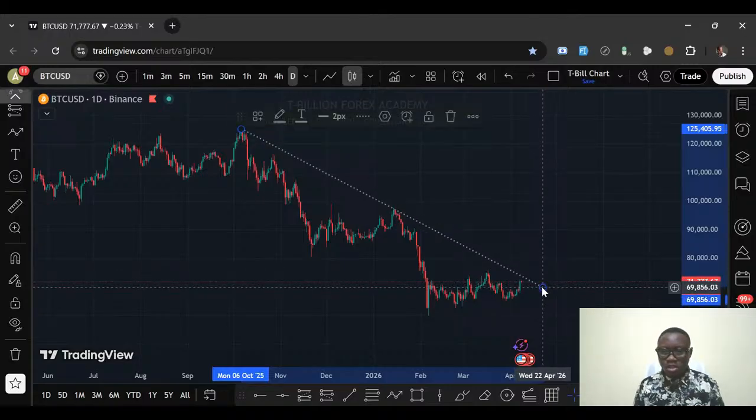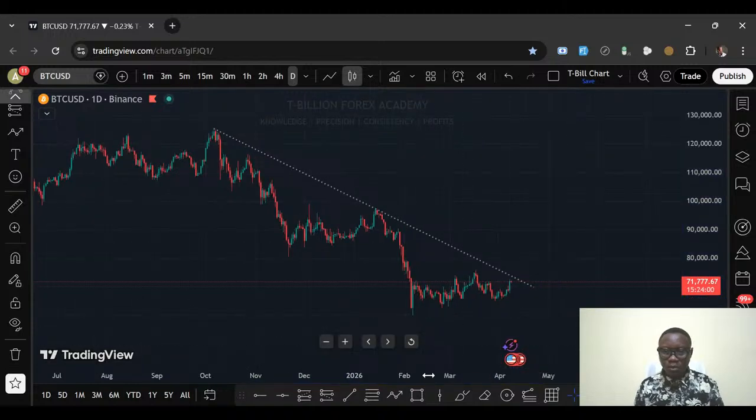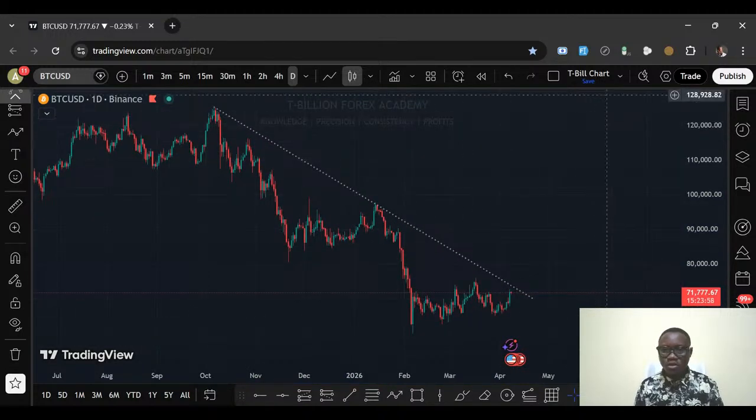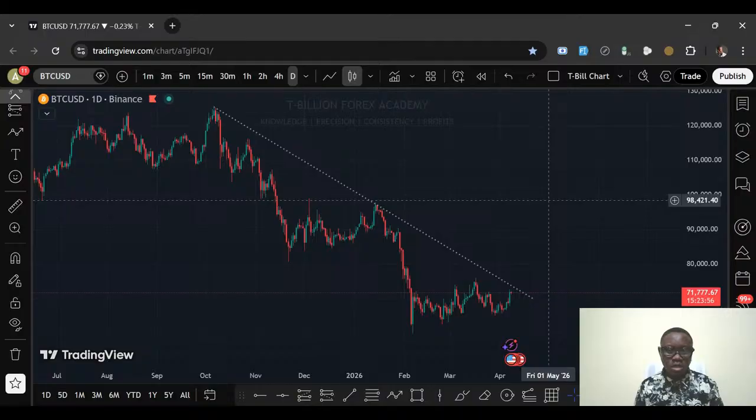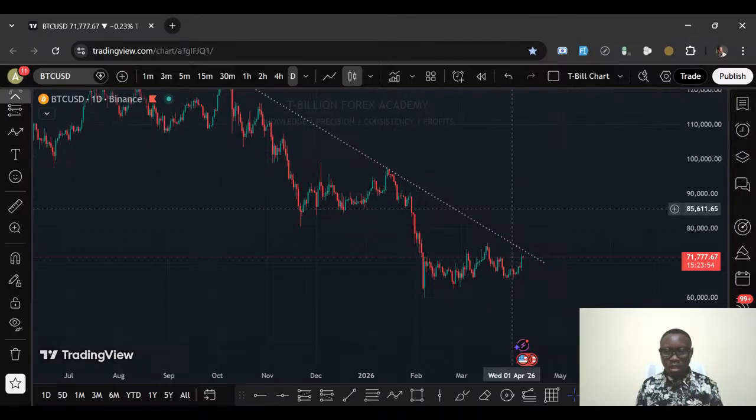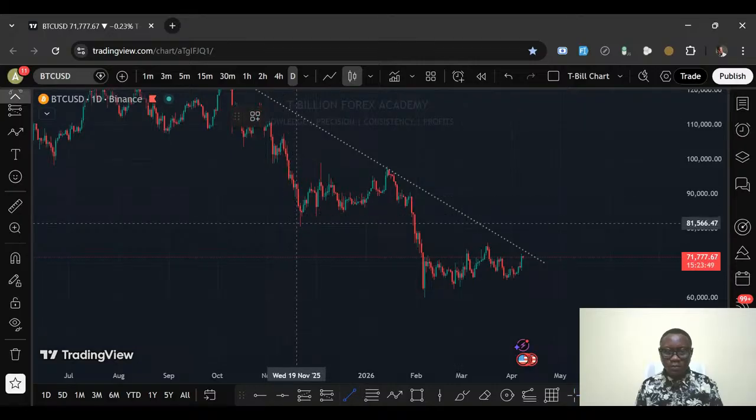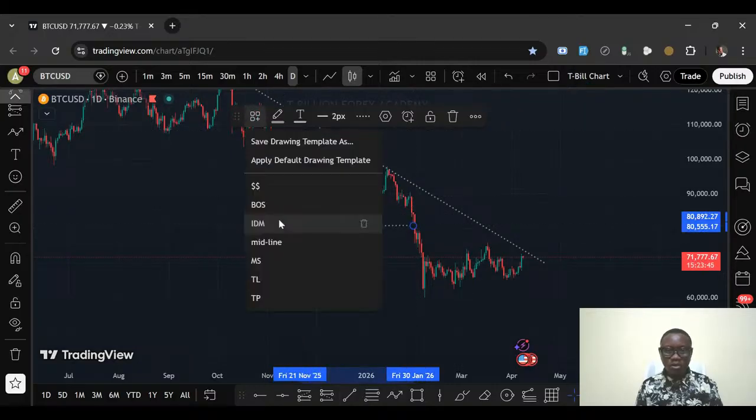So we are bearish on BTC USD. So basically, we want to focus on taking sell opportunities. Now we got this break of structure right here. On the daily time frame, this was the last break of structure we got to the downside.